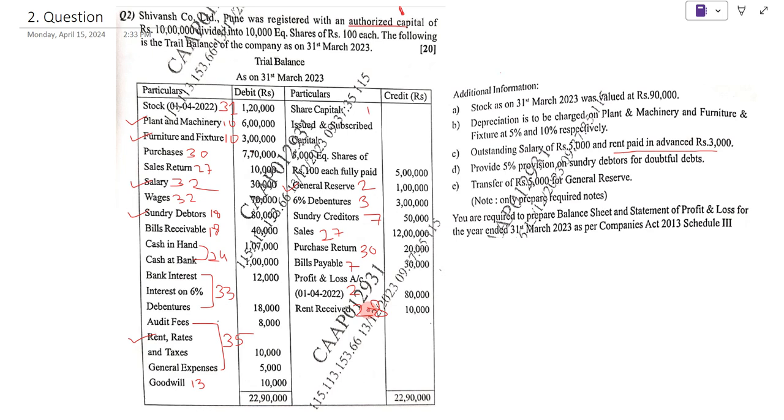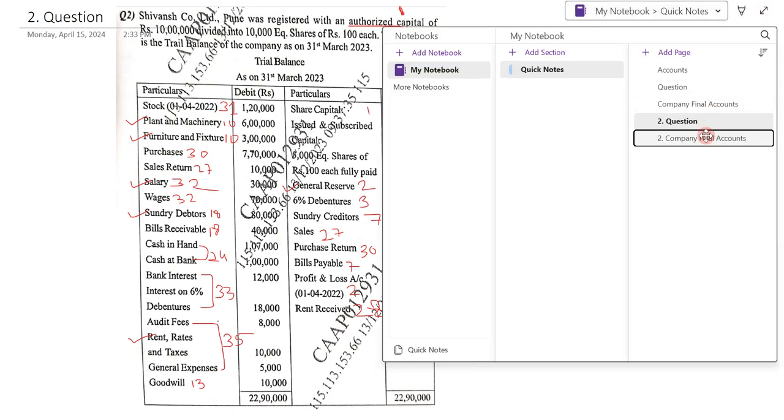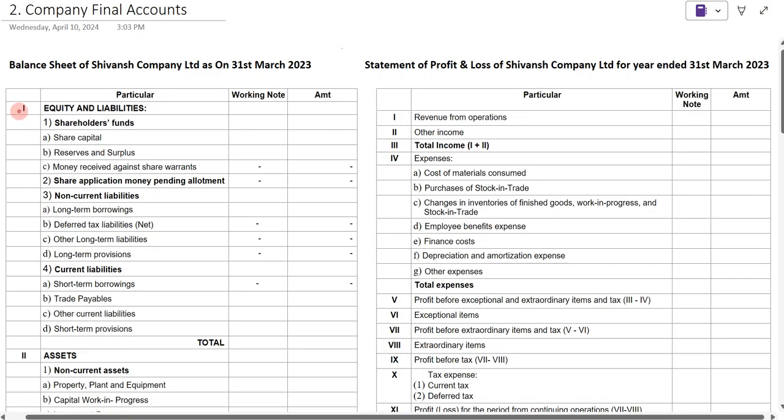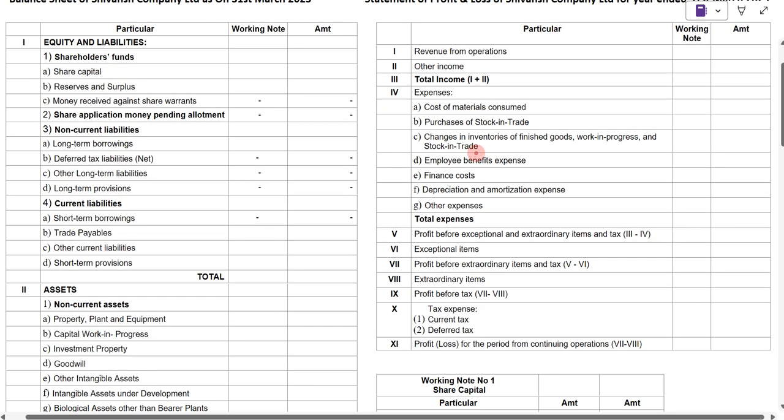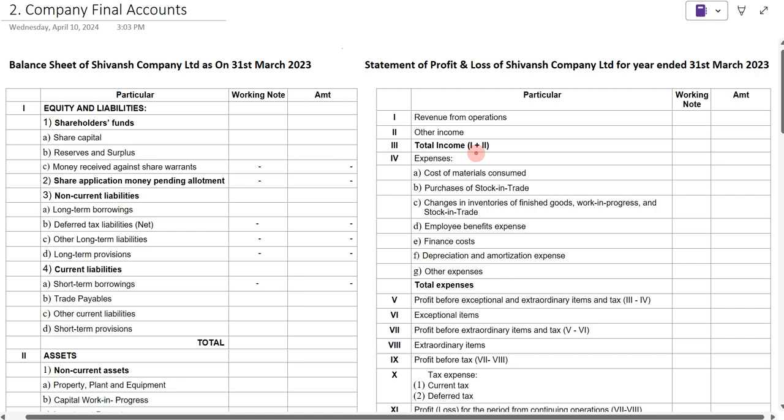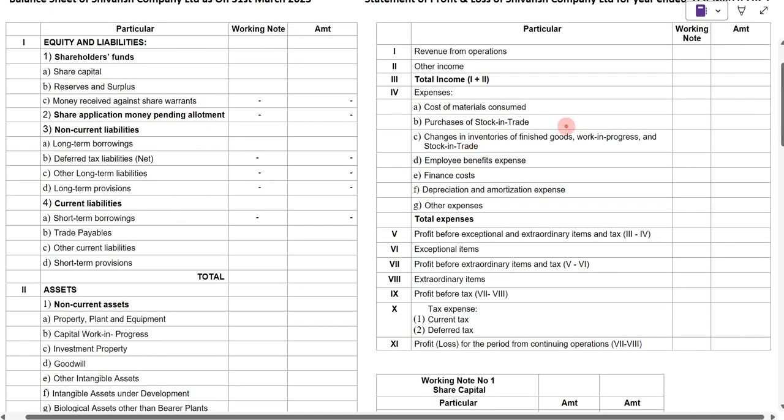Okay, now we have marked all the entries, in which working note these particulars or items will go. Now we will solve the example. First you have to prepare the balance sheet of Shivansh Company Limited as on 31st March 2023 and the profit and loss account. This is the balance sheet and profit and loss account as per the Companies Act 2013, in vertical format.